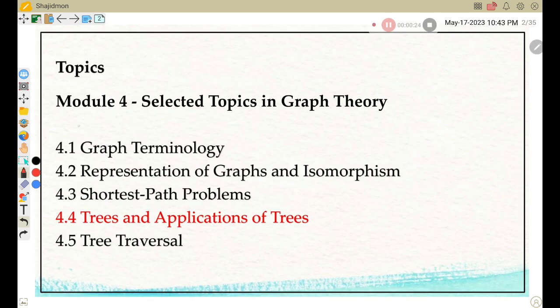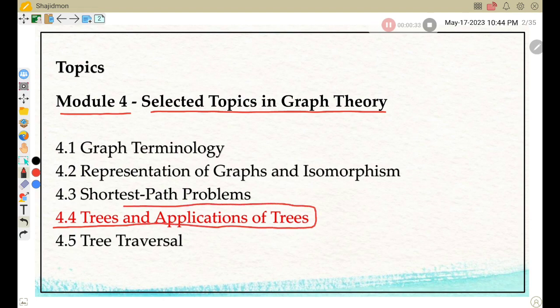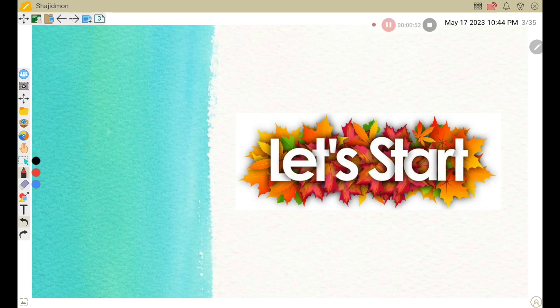This section is from module number 4, selected topics in graph theory. It is section number 4.4, trees and applications of trees. Sections 4.1, 4.2, 4.3 and 4.5 we already discussed. So here we are going to 4.4, trees and applications of trees. So we will go to the content here.